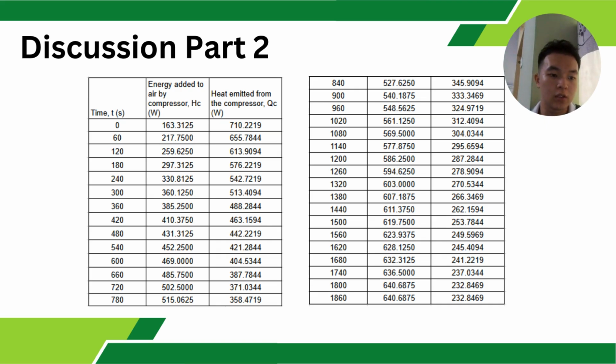As for discussion part 2, let's recall from our energy table, which is the energy added to air by compressor at every 60 seconds, or we call it 1 minute. The energy is calculated, and these are the results that we had from the previous results. Basically, the heat emitted from the compressor Qc is going down at first, while Hc, the energy added to the air by compressor, is basically increasing.